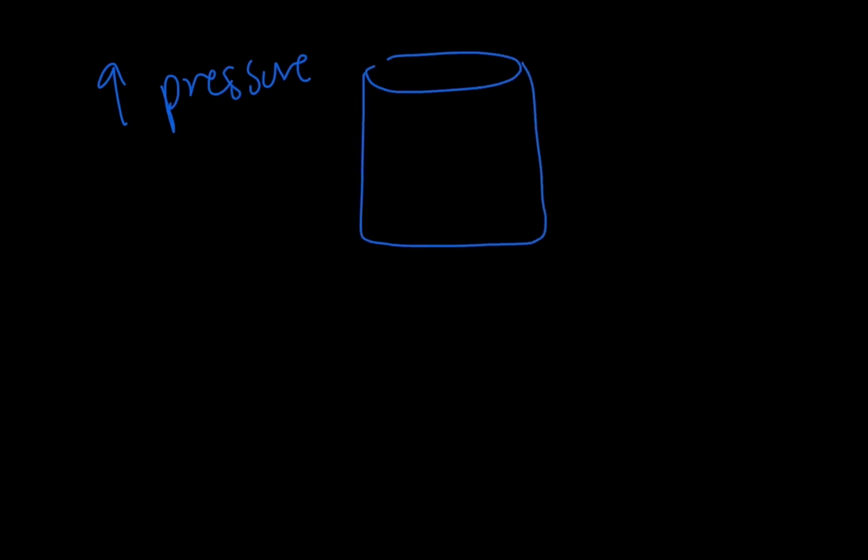Now, if we increase the pressure in a system, we're basically decreasing the volume or the space. So let's say this is your regular closed container. If we increase the pressure, we're basically lowering the amount of space that the container has for the particles to interact. As we increase the pressure, we're also increasing the concentration.